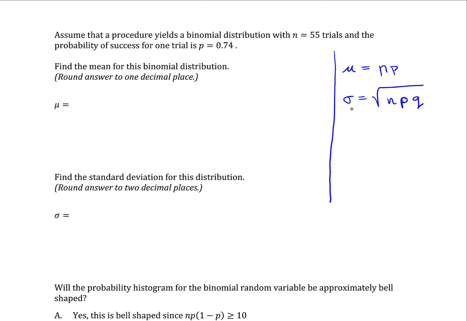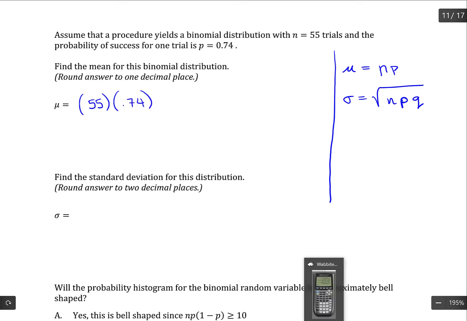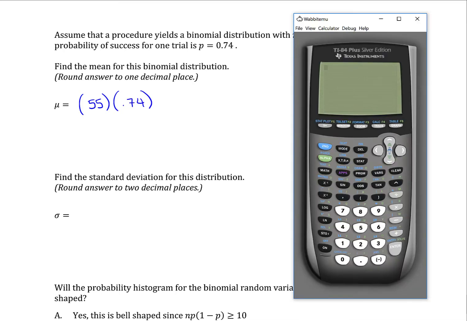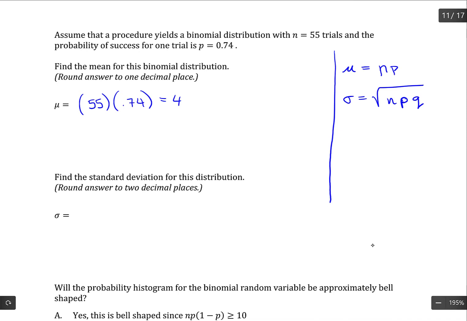So all we have to do for the mean is just identify the number of trials, which is 55, and the probability of success on any given trial, which is 0.74, and then multiply. So 55 times 0.74, that is 40.7.